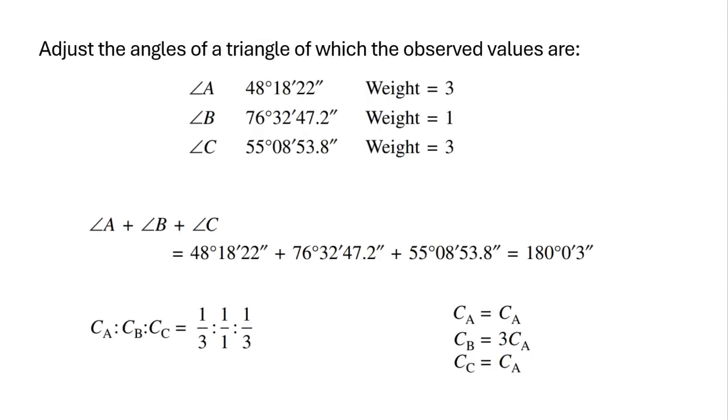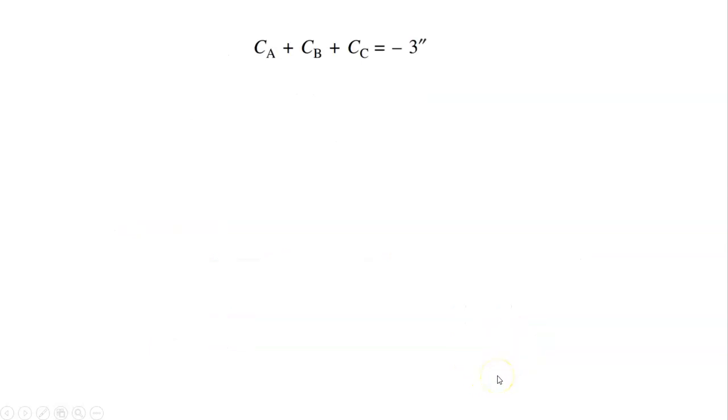Now, what is CA? CA is CA. CB in terms of CA is 3 times CA. CC is CA. Now let's make such substitutions into this equation. You would end up with CA plus 3 times CA plus CA, so you have the one unknown, CA, the correction for angle A. So you have 3 CA, 4 CA, 5 CA, which is equal to minus 3 seconds, or CA is minus 0.6 seconds.